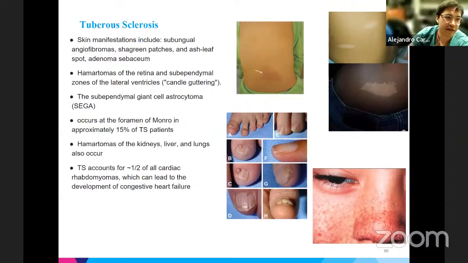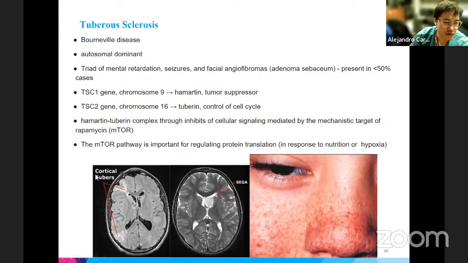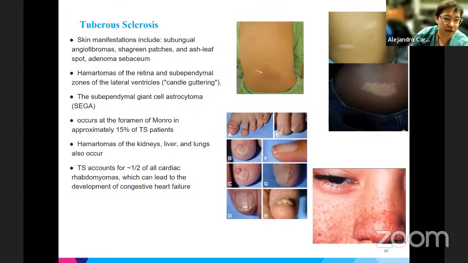Can have these various findings. Here you can see cortical tubers, SEGA, as well as cutaneous angiofibromas. You can also have subungual angiofibromas seen in the left lower image, shagreen patches, which is the left upper image, ash leaf spots, and adenoma sebaceum, which are these cutaneous angiofibromas.